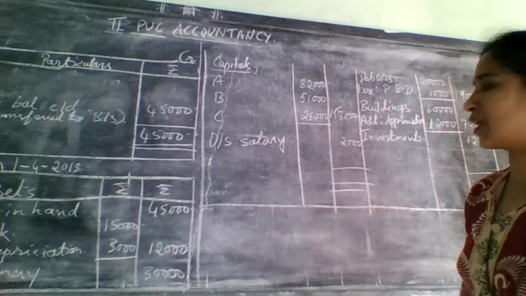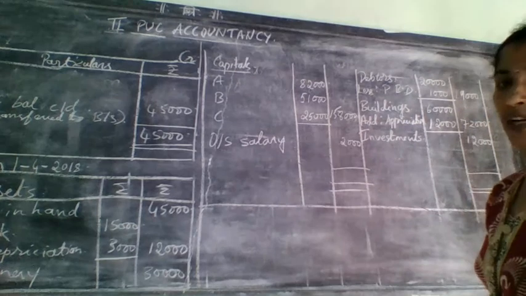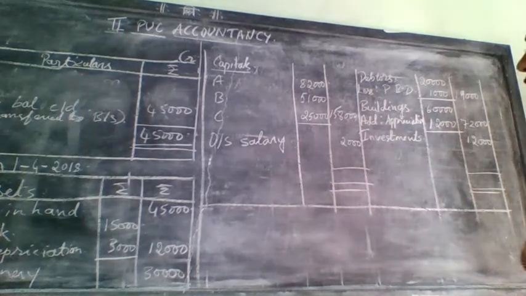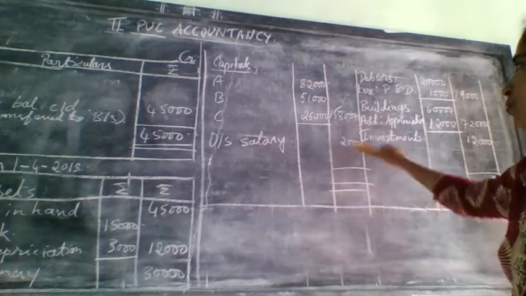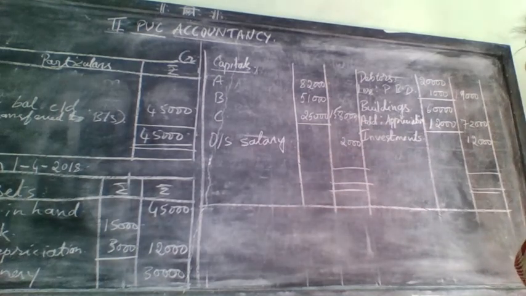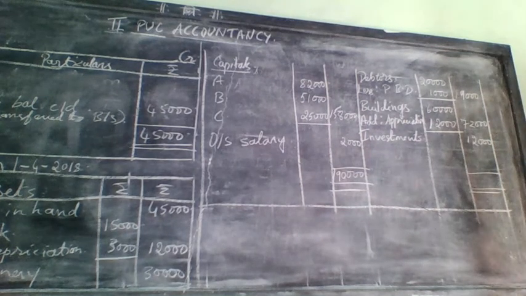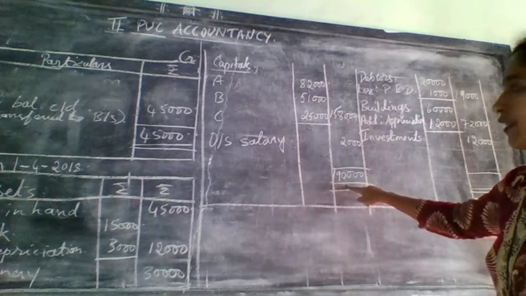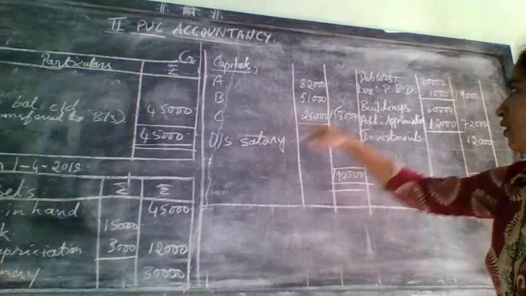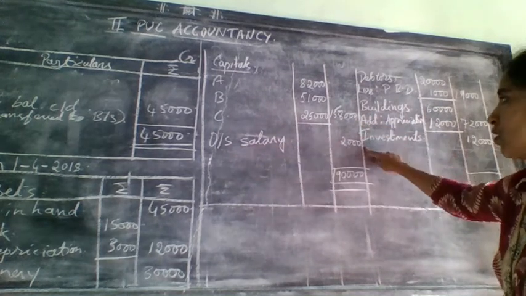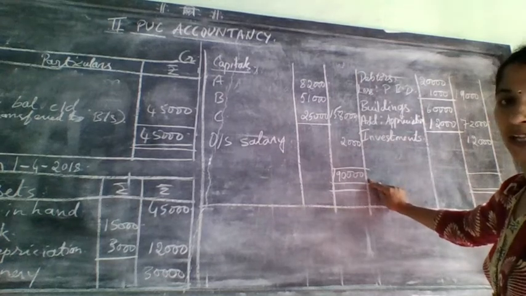Take your calculator and do. We'll start from the credit side. 20,000 creditors, bills payable 10,000, 20 plus 10, then plus 1,58,000 plus 2,000. How much will it come? Liability side total will come 1,90,000.